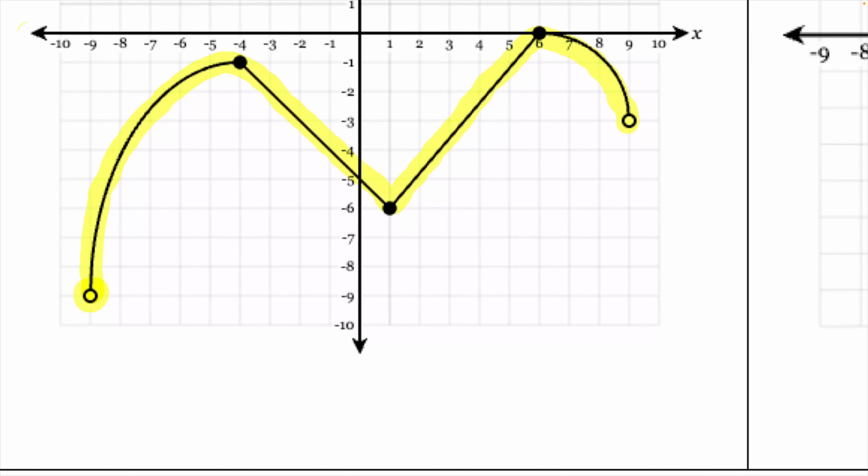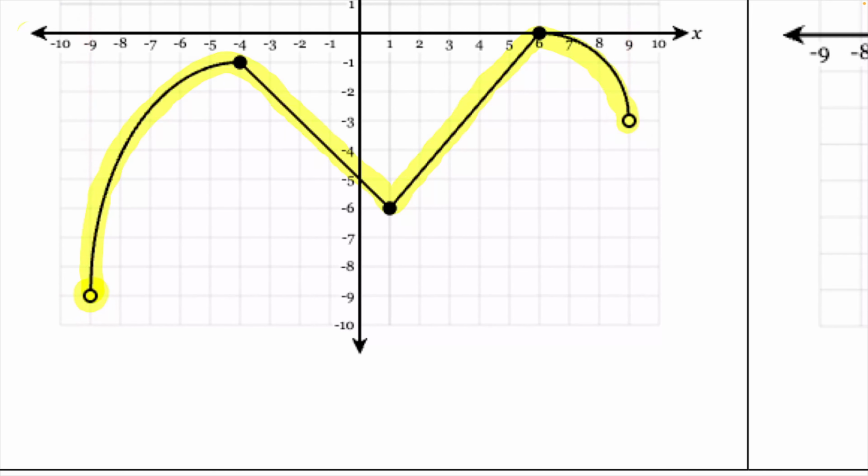So everywhere I'm below the x-axis, where did I start and where did I end the highlighting? From this dot here to this dot here. From -9, -9 to +9, -3. When you write them in interval, they only want the x's. They don't need the y's. So what x would this guy be? -9. Which x would this guy be? +9. So we're going to write from -9 to +9.